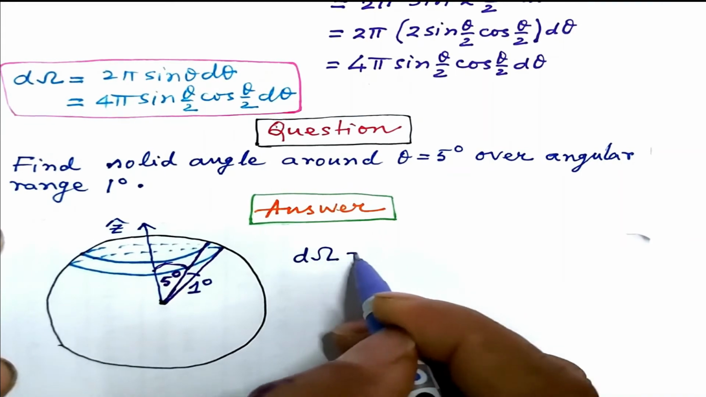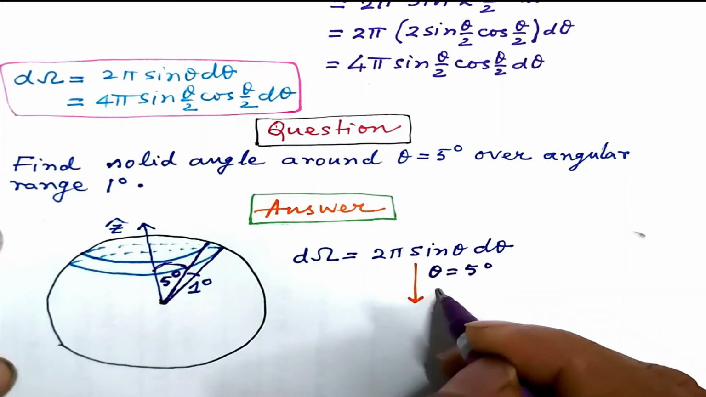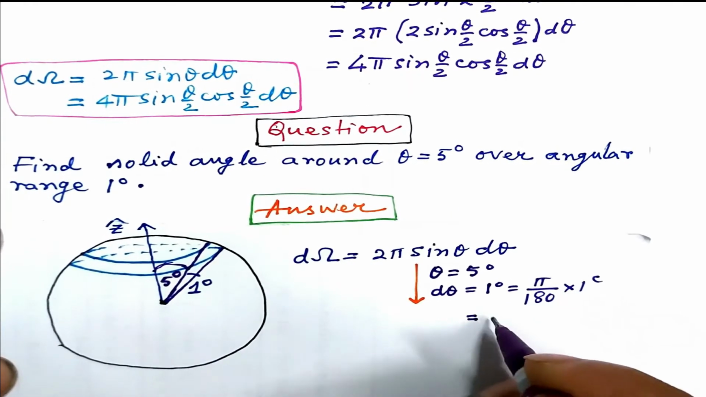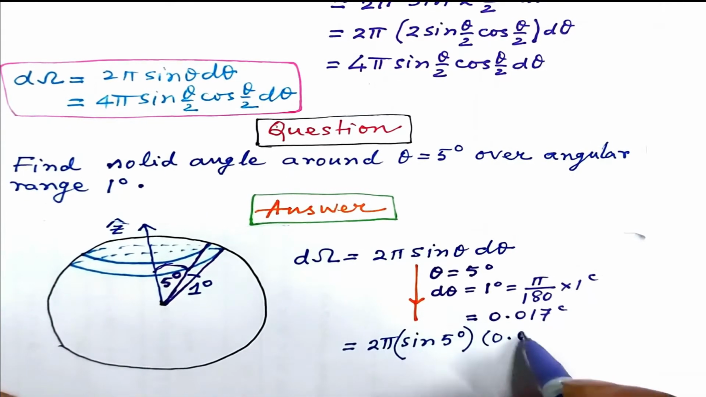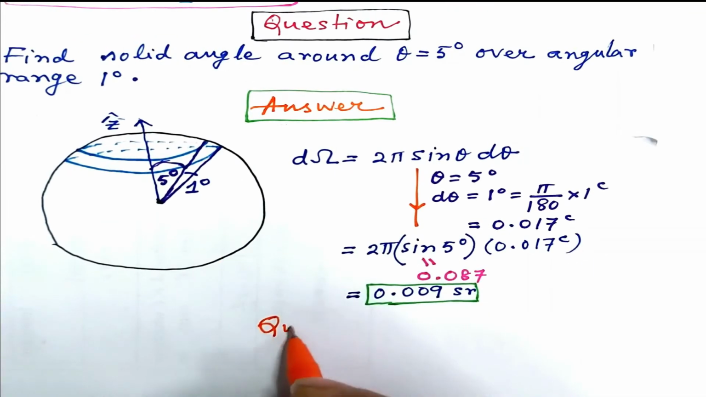Now d omega equals 2 pi sine theta d theta. With theta equal to 5 degrees, d theta equal to 1 degree. Convert to radians. We have d omega to be 0.009 steradian. Check the calculation.